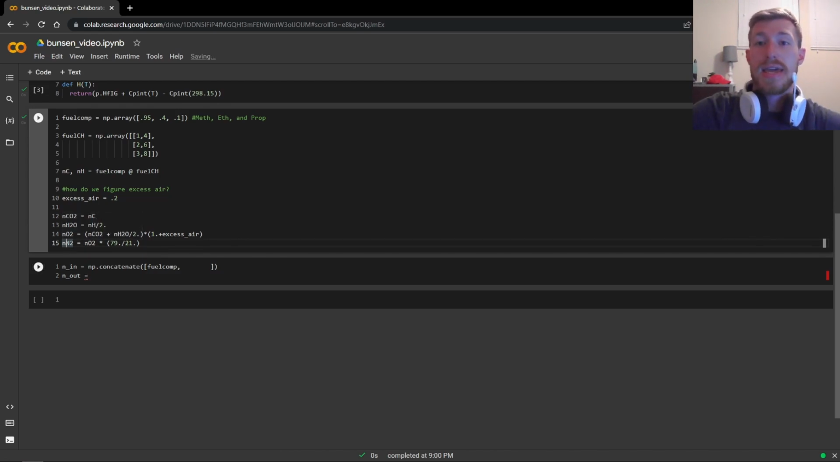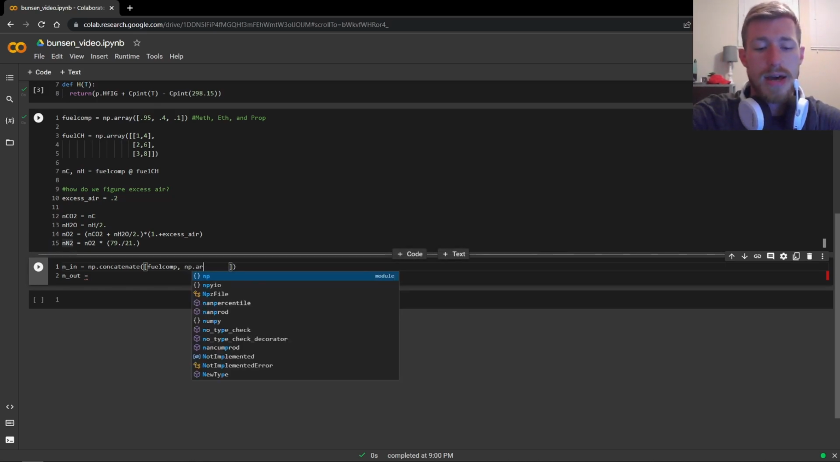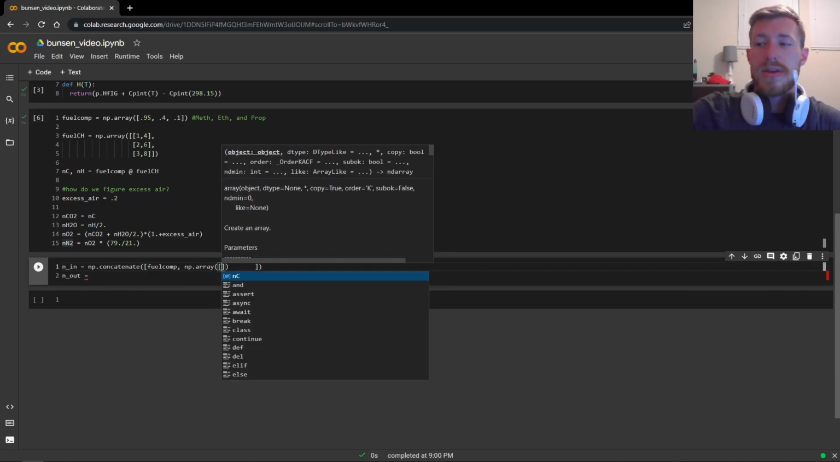Concatenating combines arrays together. These right now are simply float values in their single thing. So in order to concatenate them with our fuel composition array, we're going to need to combine these into an array together first before smushing them together with our fuel comp array. So we're going to need to do another np.array, and that's a parentheses bracket. So now we need an array of everything else.